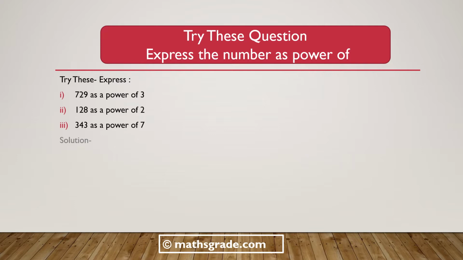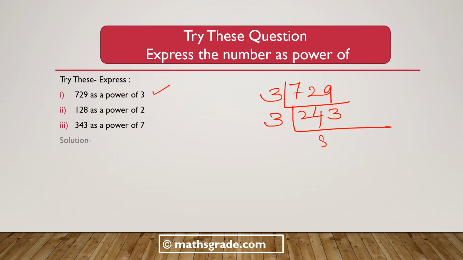Now we try these questions. The question is: express 729 as a power of 3. First we have to find the prime factorization of 729. The unit digit is 9, so it is not divisible by 2. So we have to take 3. 3 times 2 is 6, 3 times 4 is 12 and 3 times 3 is 9. The unit digit is 3, so it is divisible by 3.